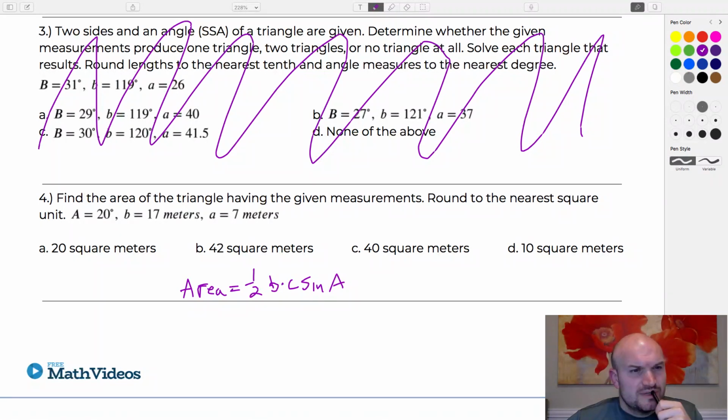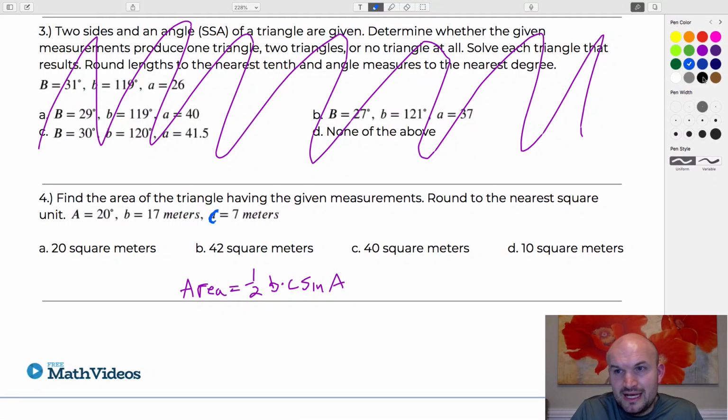Okay, so this one was find the area of the triangle, which is 20 degrees. Let me just find this problem, because, yep, there it is. And it was supposed to be a C. You've got to be kidding me. Okay. Sorry, guys. So that was supposed to be a C.